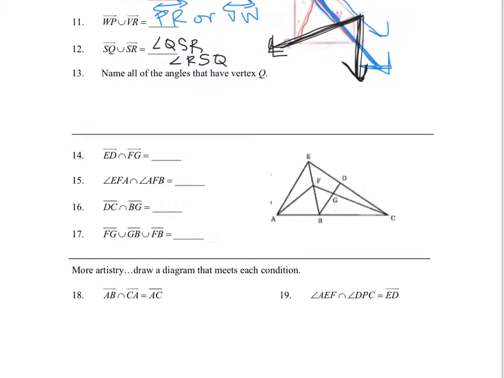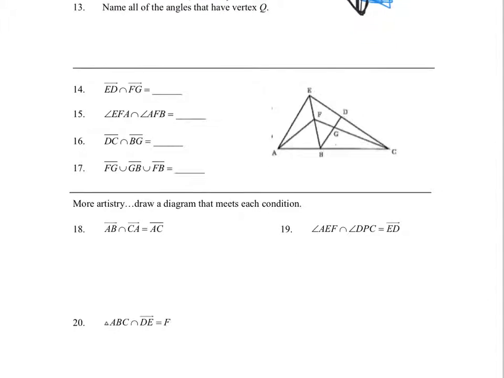Okay, let's move on down here. Number 14 through 17. Okay, we have ray ED. Again, I like to draw it right on there. Intersecting with ray FG. Okay, well, they don't look like they intersect, but we keep going, right? Remembering that these rays actually continue forever. All right, and they're going to intersect right here at point C.